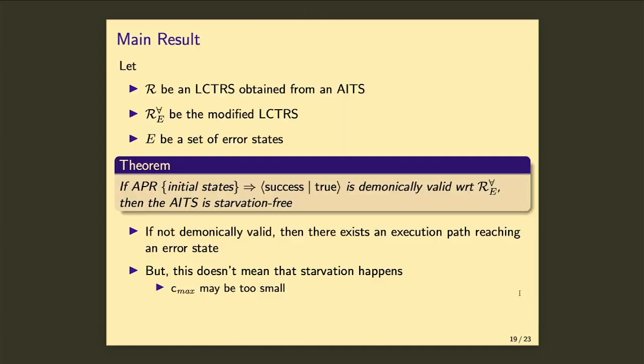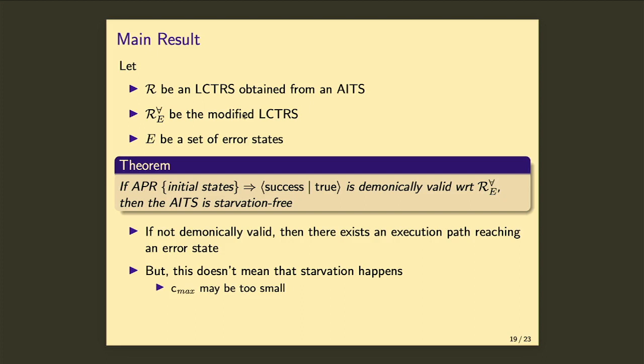So the main result: let R be an LCDRS obtained from an asynchronous ITS, and let this be the modified LCDRS to verify starvation freedom, and E be a set of error states. If the APR problem, initial states to success, is demonically valid, then the asynchronous ITS is starvation free. And if the APR problem is not valid, then there exists an execution path reaching an error state. But it doesn't mean that starvation happened. We can only say maybe starvation happened.